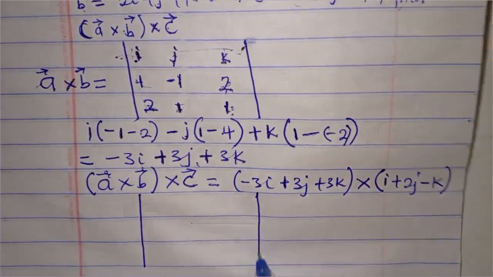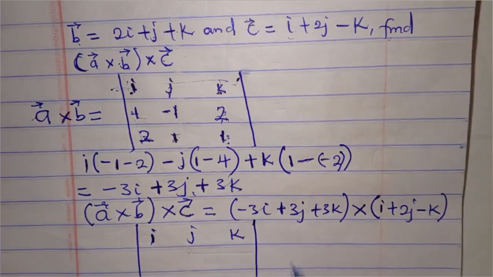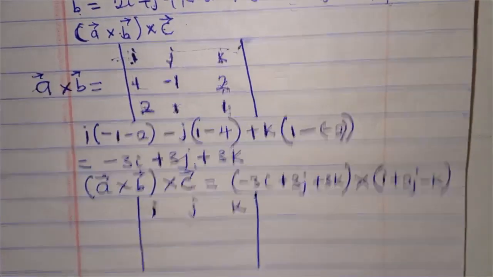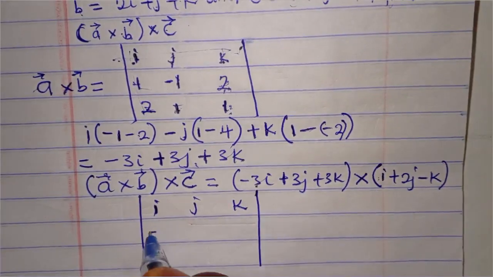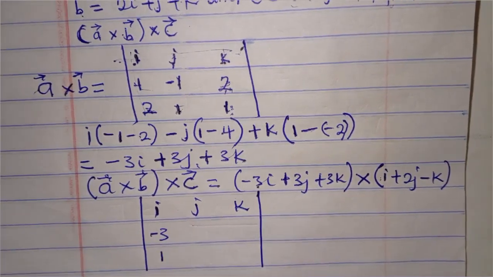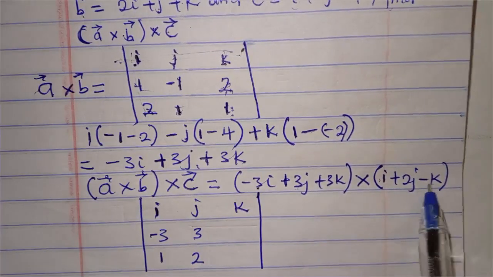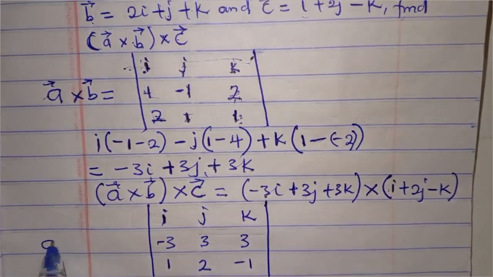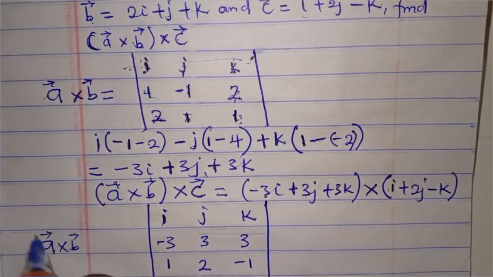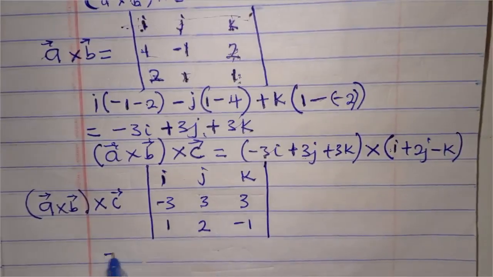Alright, so we have i, j, k. The corresponding coefficients: for i we have minus 3 here and 1 here. So we have minus 3, 1. For j, 3, 2. For k, 3, minus 1. This is A cross B cross C.